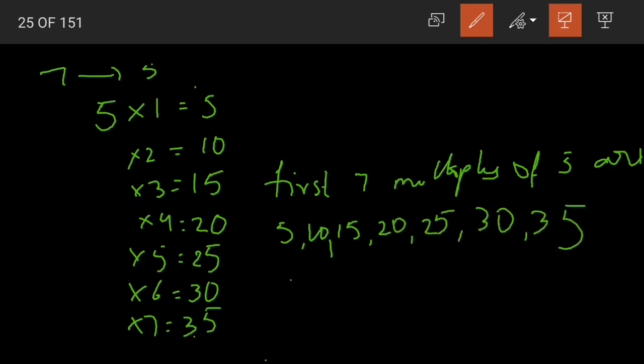If you are good with your tables, children, this is nothing but the multiplication table of 5. Yes or no? If you remember the 5 table correctly, then you can simply write all the numbers here. 5 ones are, 5 twos are, 5 threes are and so on. So multiples are nothing but we write the multiplication table of the given number. Okay, but not the complete table, only till the number that they have asked us in the question.